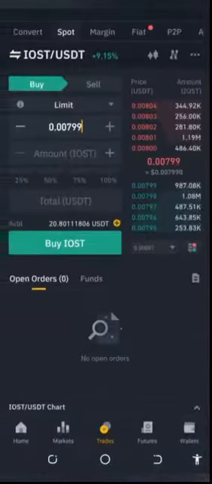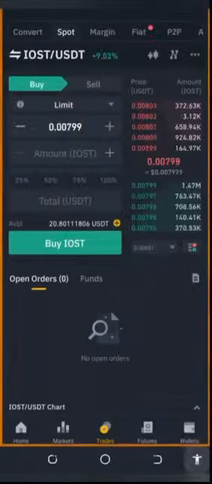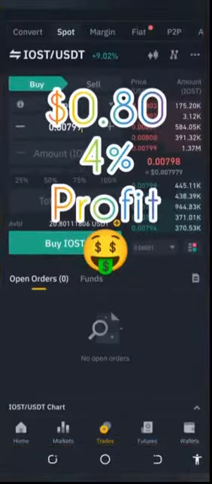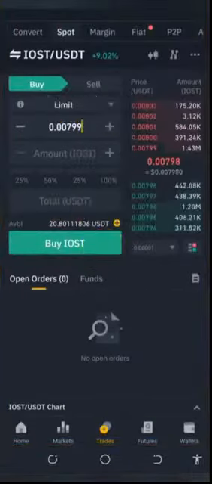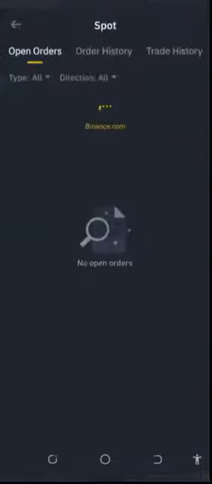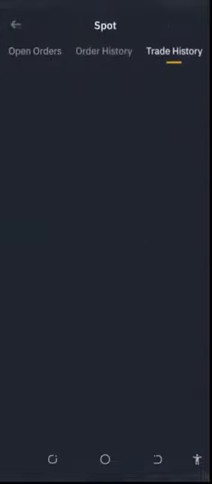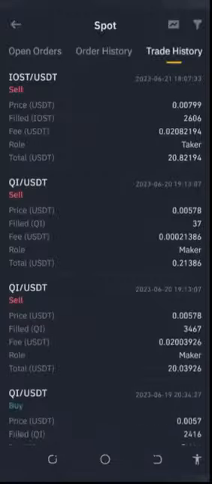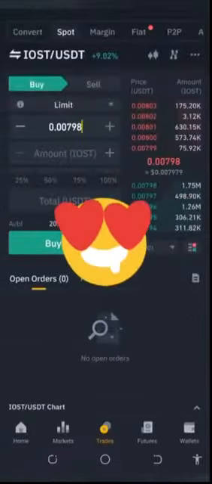Something actually happened. Wow, but that actually favored us, really, because now we've been able to make 80 cents over our $20. Oh my gosh, this is beautiful. Yeah, let's go and check what happened here. Okay, so we actually sold this to USDT. Wow, we sold the 2606 and we got 20.82. Oh my God, this is beautiful. I love this.